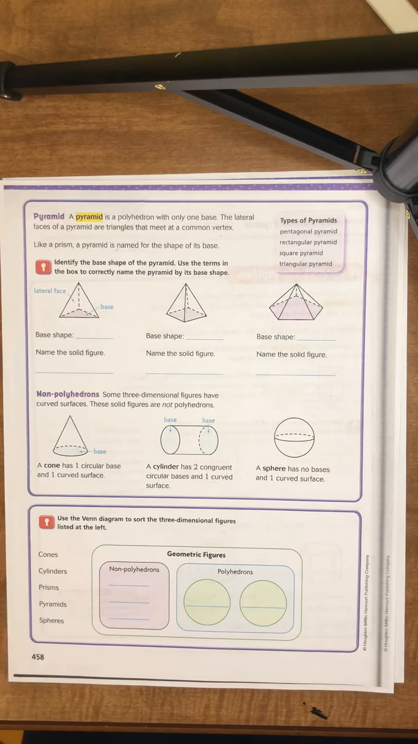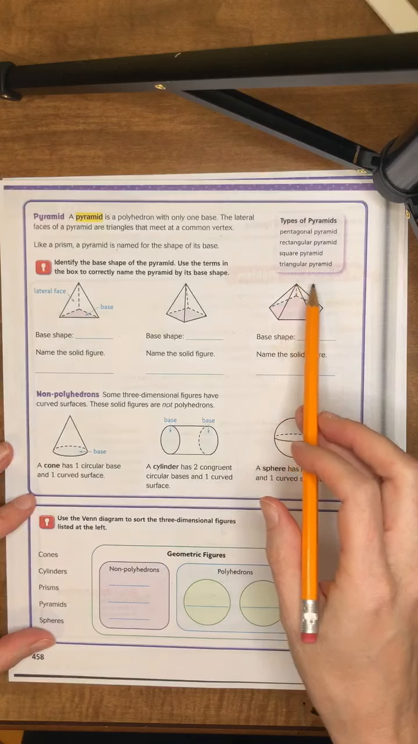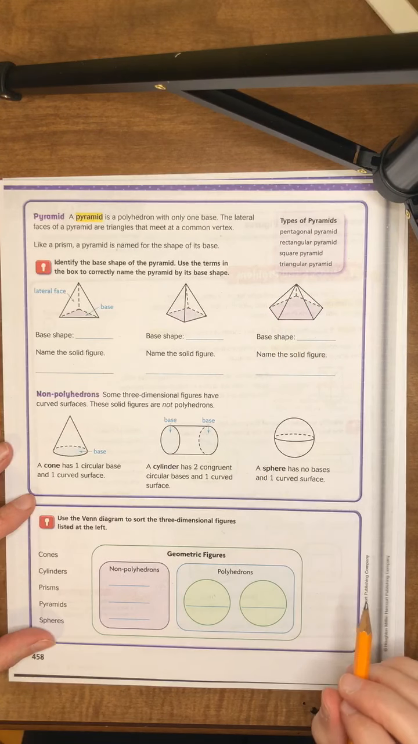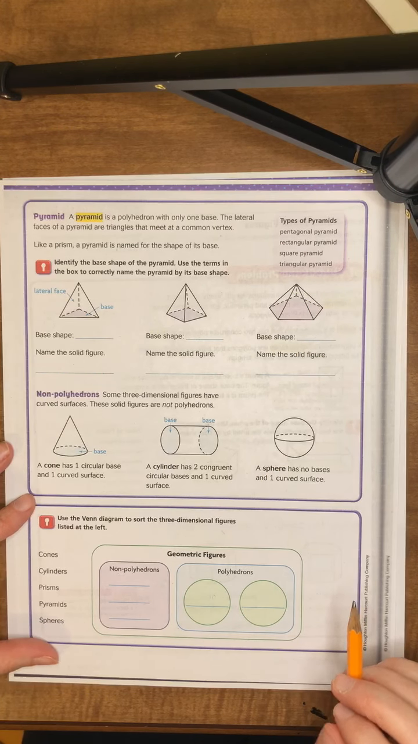Pyramid. A pyramid is a polyhedron with only one base. The lateral faces of a pyramid are triangles that meet at a common vertex. Like a prism, a pyramid is named for the shape of its base. Identify the base shape of the pyramid. Use the terms in the box to correctly name the pyramid by its base shape.